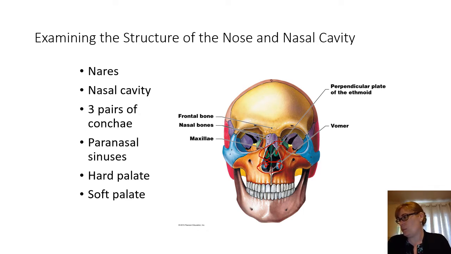Yes. No. Yes. So we'll talk about that in a second. And then we have our hard and soft palate, which are the structures that are going to make up the bottom of the nasal cavity, but the top of the oral cavity.